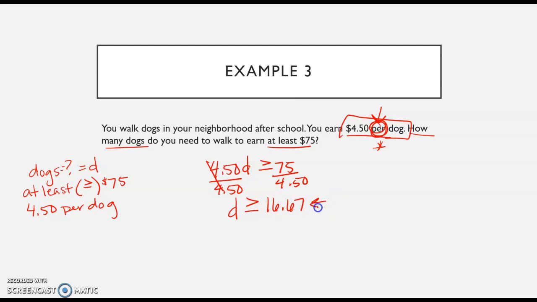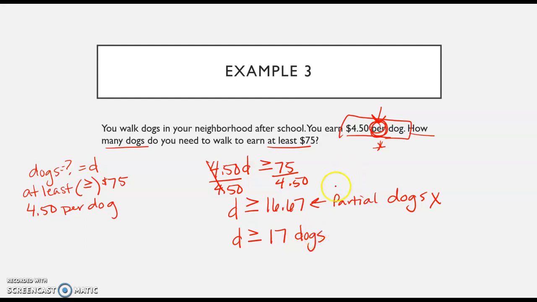Now, here's the thing. That is a partial dog. We don't do partial dogs. No one counts a dog that only has 3 legs as like 3/4 of a dog. Nope. Doesn't happen. They exist. They're still lovable, but we consider them a whole doggy. So we need to know what is the least number of dogs that we need to walk to earn at least $75? And the answer to that is we need to walk greater than or equal to 17 doggies.